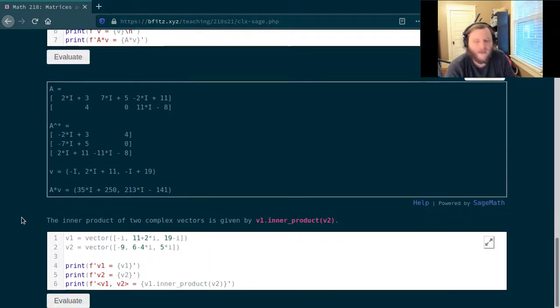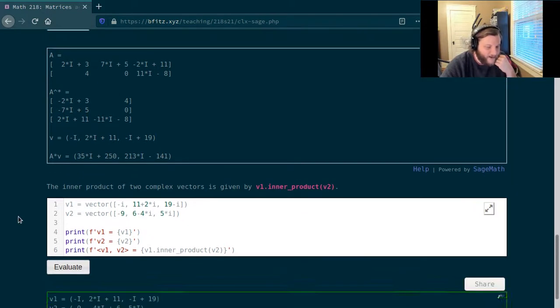Finally, one thing we do a lot is take the inner product of two vectors. To take the inner product of two complex vectors, we need to think a little more carefully than we did in the world of real numbers. We take the conjugate of the first vector, then multiply all its coordinates by the corresponding coordinates in the second vector and add everything up. Here I've predefined two complex vectors, v1 and v2, and we can find their inner product with the syntax v1.inner_product(v2).